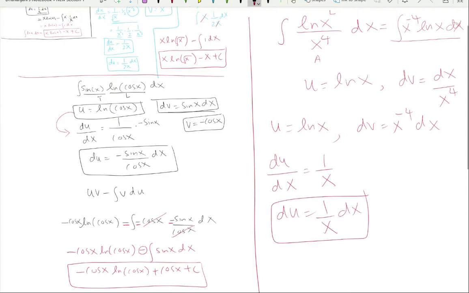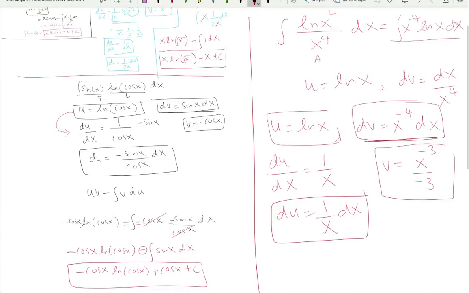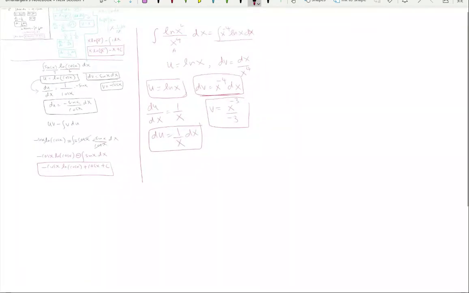Now if you integrate x to the negative 4 to get v, we get x to the negative 4 plus 1, which is negative 3, divided by negative 3. Do that integration carefully. So we have all the tools that we need. Okay, so let's use the formula. The formula is uv minus integral of v du. What is u? Natural log x. What is v? x to the negative 3 divided by negative 3. And du is 1 over x dx.